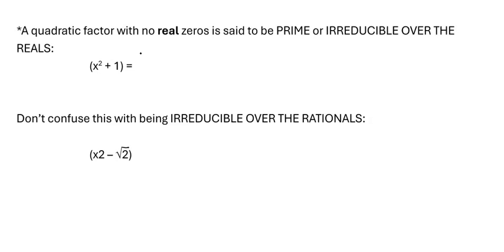For example, x squared plus 1 is a quadratic that cannot be factored into linear factors that have real coefficients. So it is prime or irreducible over the reals, but you can factor it completely if you use imaginary numbers. Don't forget that complex numbers come in pairs. They come in complex conjugates. And to get the square root of -1, if you were to try to solve this, that would be i.